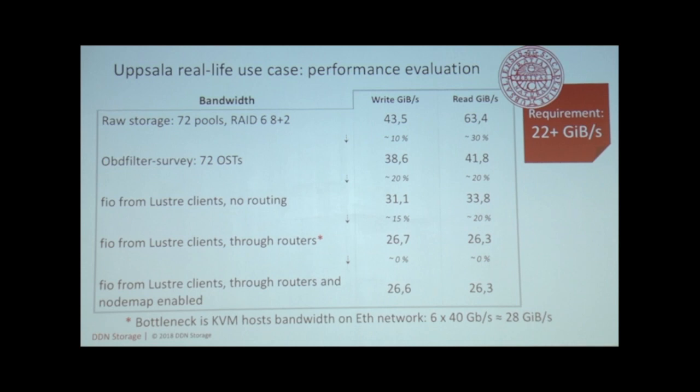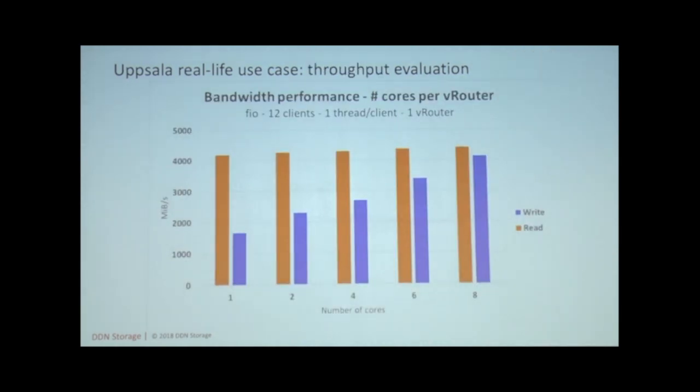Now let me get into more details about how we decided to size and how we configured the virtual LNet routers. First, we were wondering how many cores to assign to the virtual routers running on the KVM hosts. So we simply tried, and we varied the number of cores assigned to one router running on one KVM host. As you can see, the read performance is pretty stable. It increases just a little bit. The write performance really depends on the number of cores, and we reached the maximum performance with 8 cores. It's not displayed here, but with more cores, we stay at the same performance level.